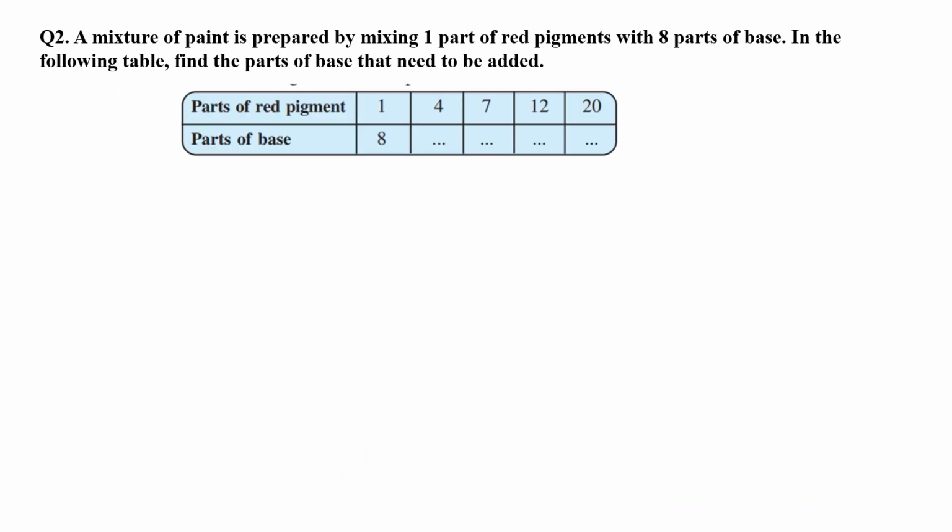Question number 2. A mixture of paint is prepared by mixing 1 part of red pigments with 8 parts of base. In the following table, find the parts of base that need to be added. So here, a paint is prepared by mixing parts of red pigment with parts of the base, and you have to find, if the part of red pigment is 4, then what will be the part of base. Clearly, this is a case of direct proportion, because as you increase the part of red pigment, the part of base will also increase, right?